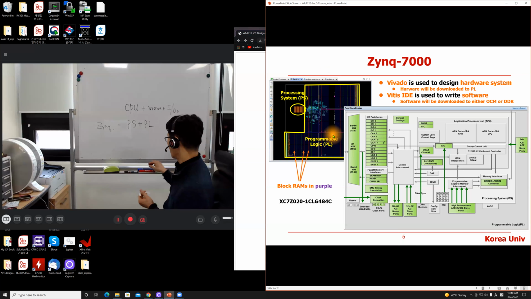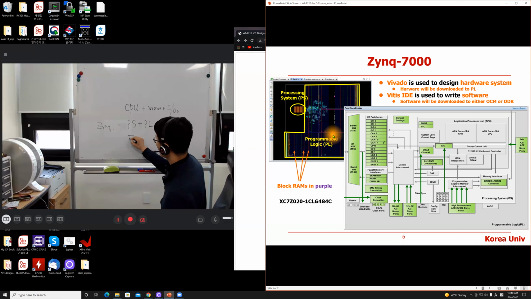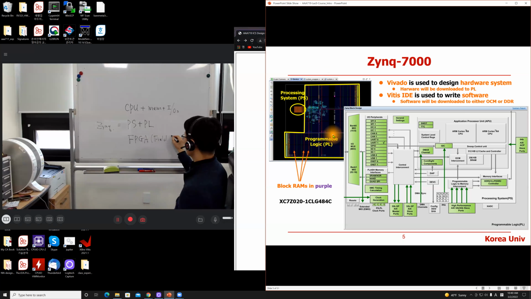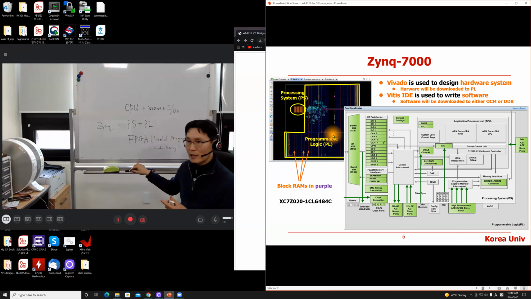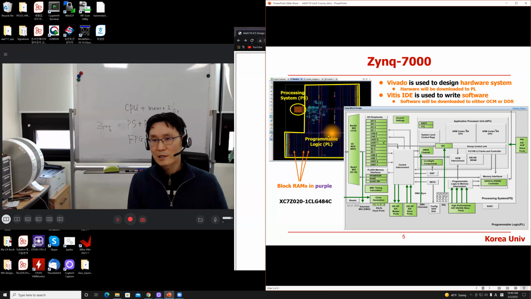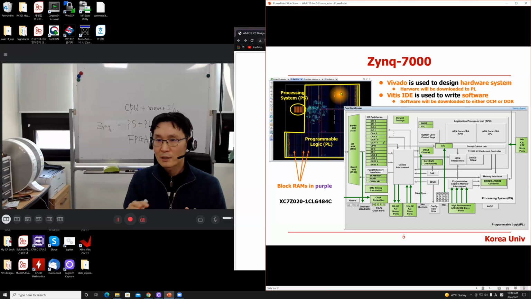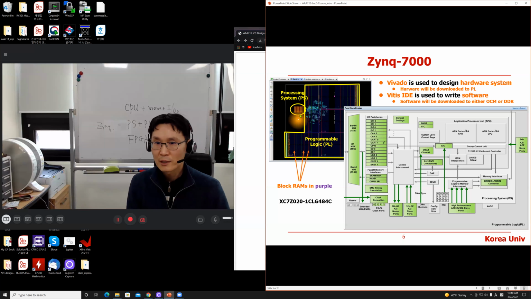I'm not sure how many of you have heard of this terminology FPGA. Field programmable gate array. So that is essentially PL. That is essentially the FPGA. You design your custom hardware on your computer, then you can download it to this FPGA. Okay. So inside the PS, we have two ARM CPUs. This ARM CPU can access the device you designed inside this PL, okay, using software.